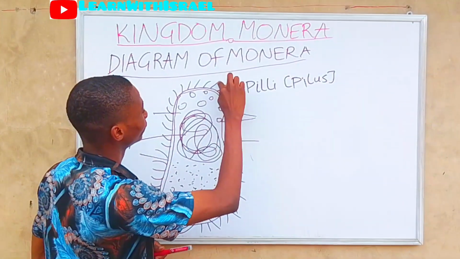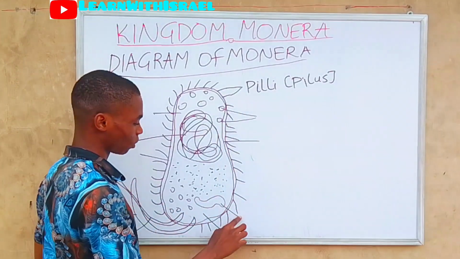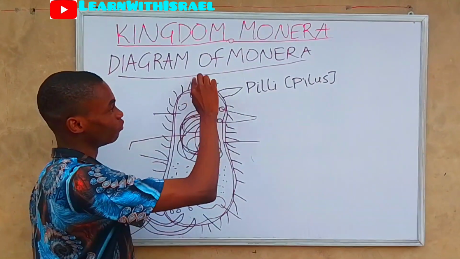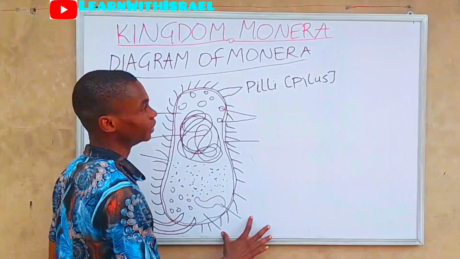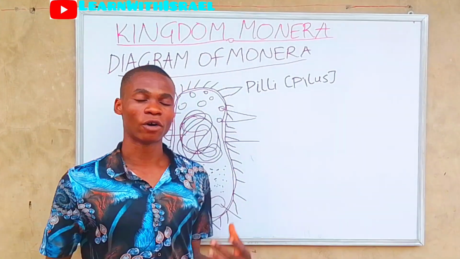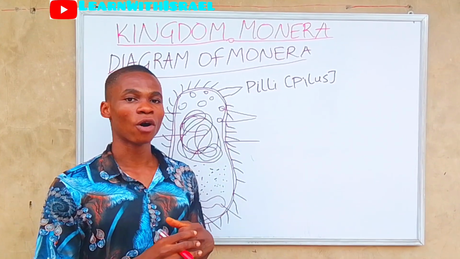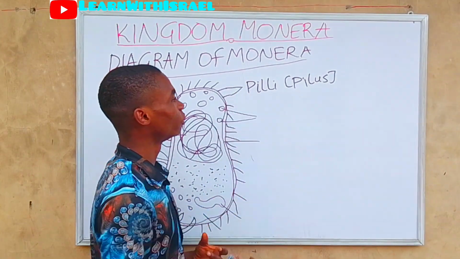And you can see this L-like structure. You can see how it goes round the Moneran. It is called the pili. And what is the function of pili? Pili is an L-like structure that surrounds the Moneran.